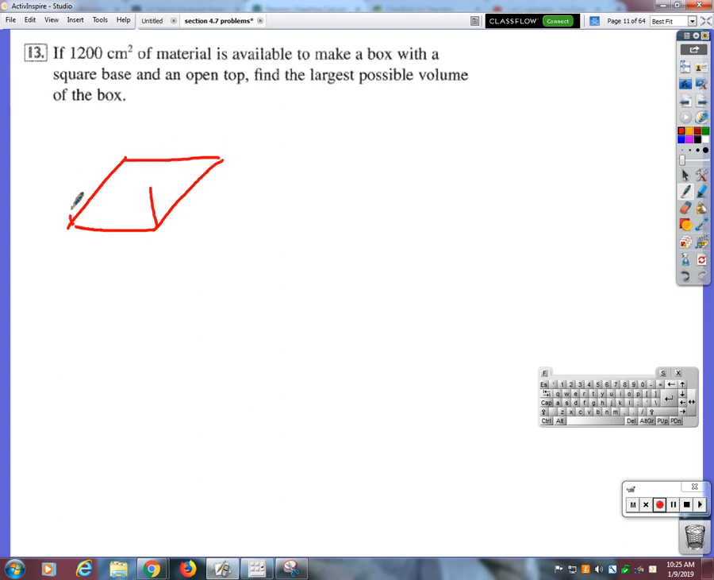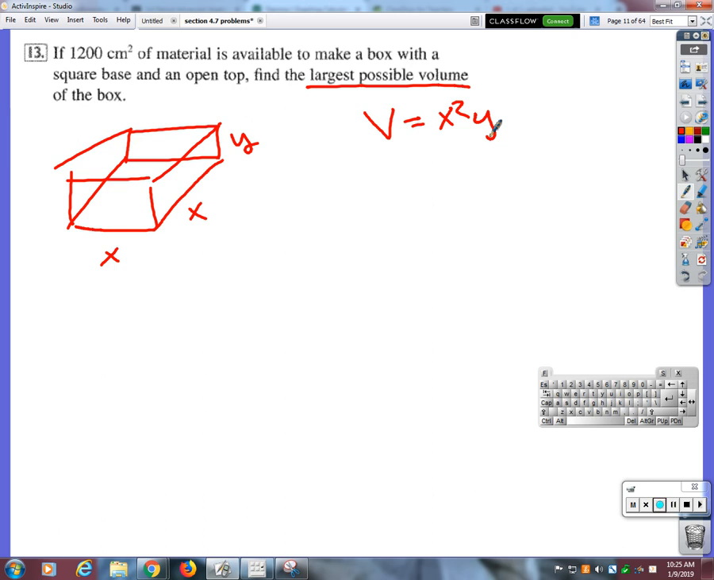Right, so this time we know the surface area, and conveniently we already know all this stuff from the last problem. I'm just going to stay consistent and go x and y. So this time we're trying to find the largest possible volume, so the formula for the volume is x squared times y, area of the base times the height. So now it's going to be a little bit trickier. What was our surface area formula? Okay, x squared plus 4xy, we know that that equals 1200.